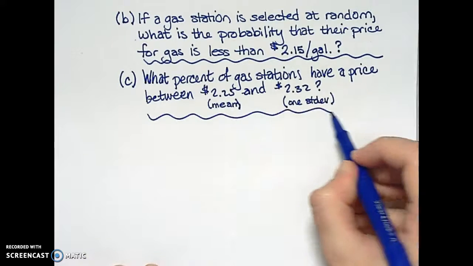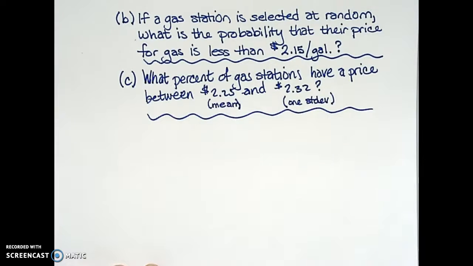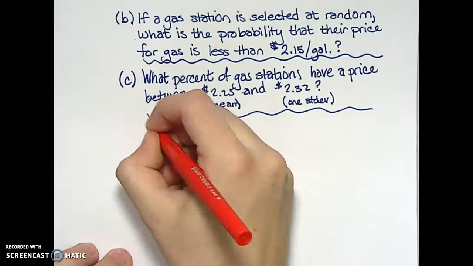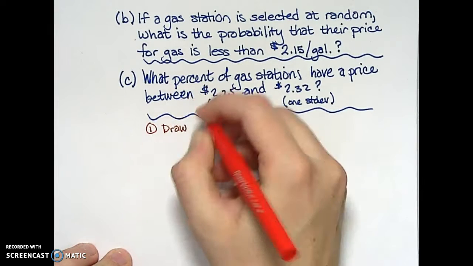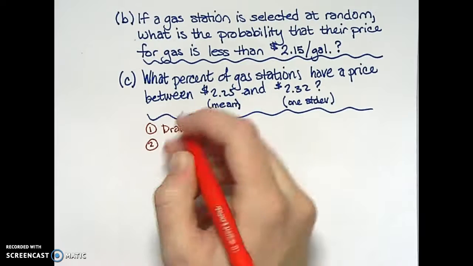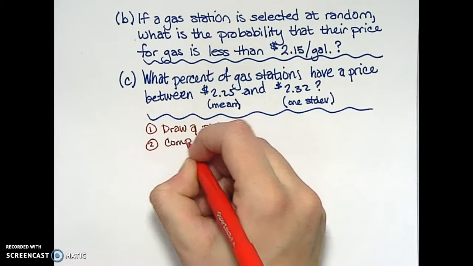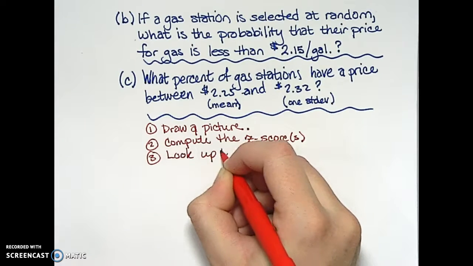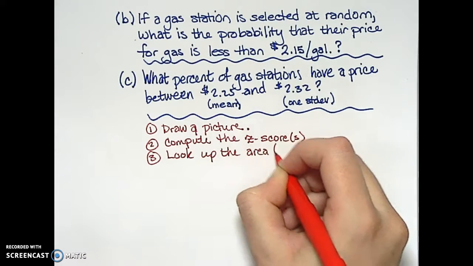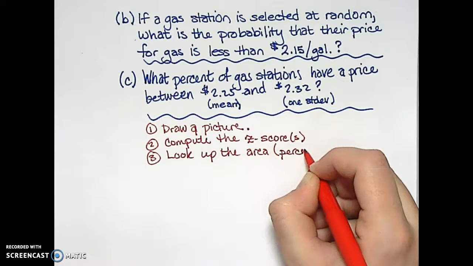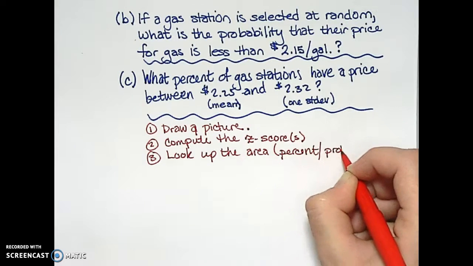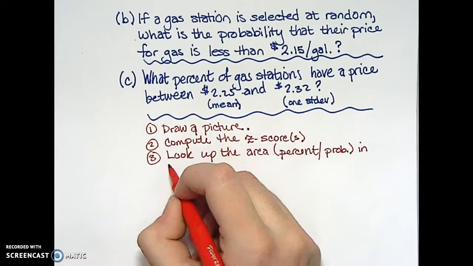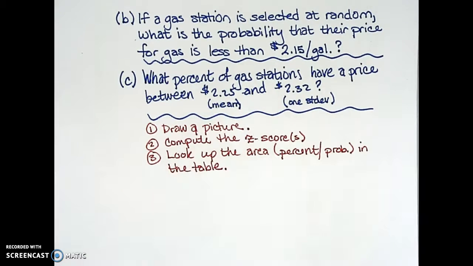So keep that in mind as we move along with regards to our general rules of thumb that we've talked about before. We will answer questions like this in the following 3 steps. First, we will draw a picture. This is critical. Second, we will compute the z-score. And third, we will look up the area, and hence the percent or probability, in the table. So let's tackle part C.